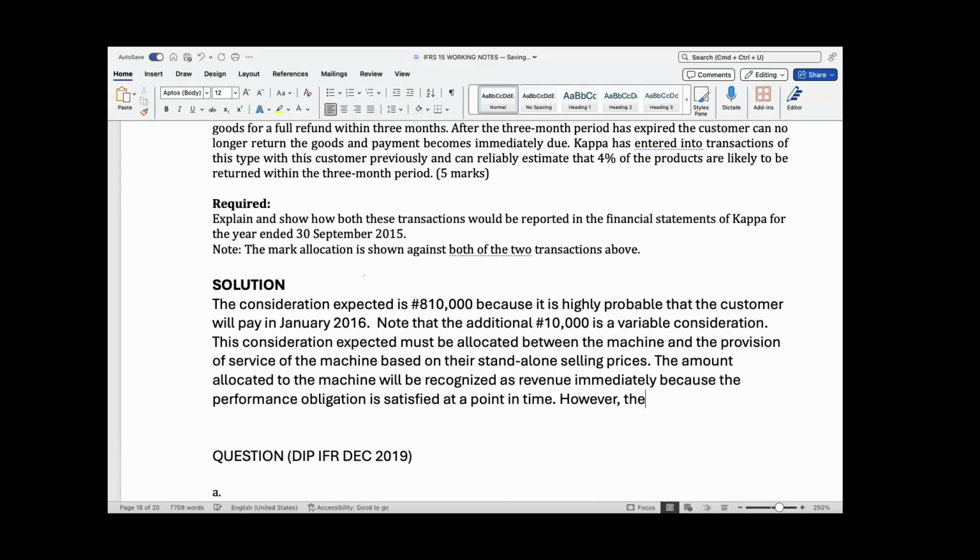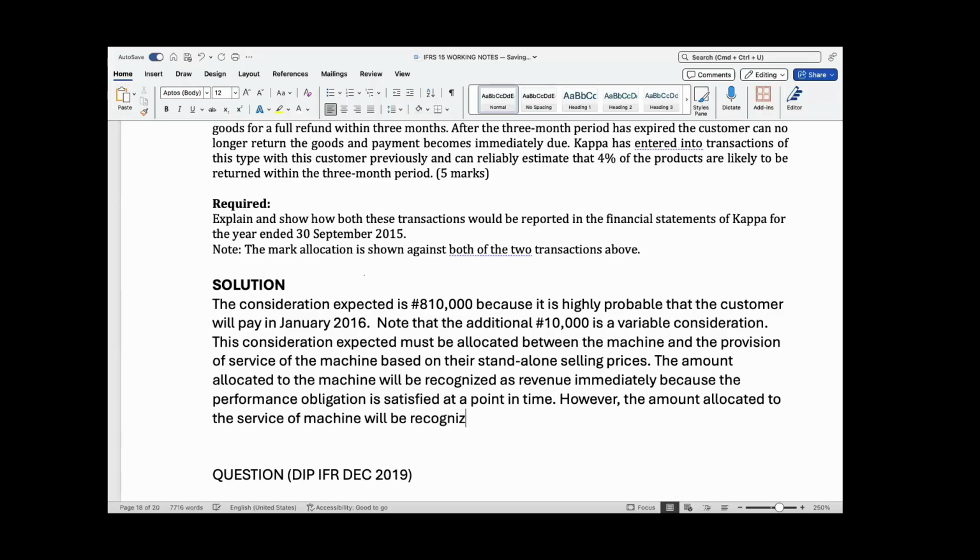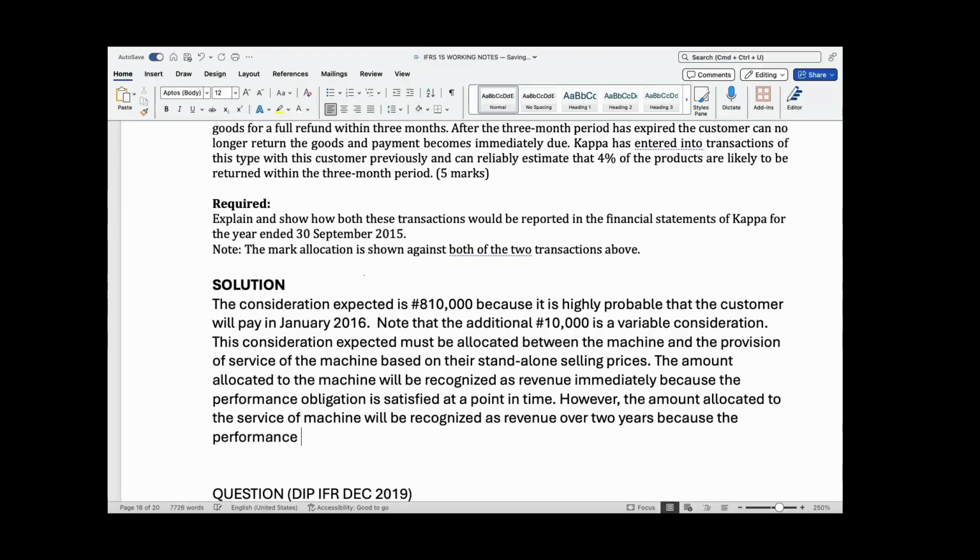However, the amounts allocated to the service of a machine will be recognized as revenue over 2 years, because the performance obligation is satisfied over time. The allocated amounts can be calculated as below.